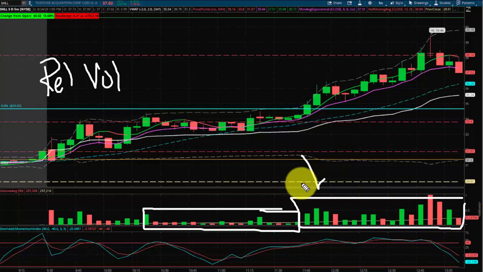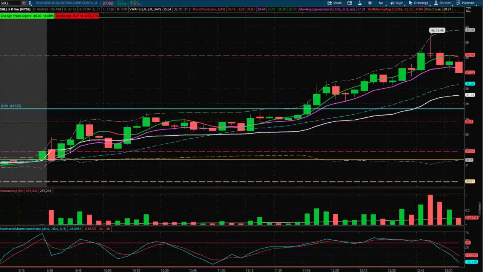Okay? That's what you want to be looking for, these kinds of volume patterns for getting in and getting out. Okay? That's basically what you're looking for.